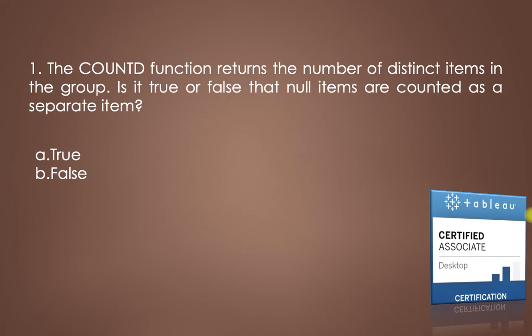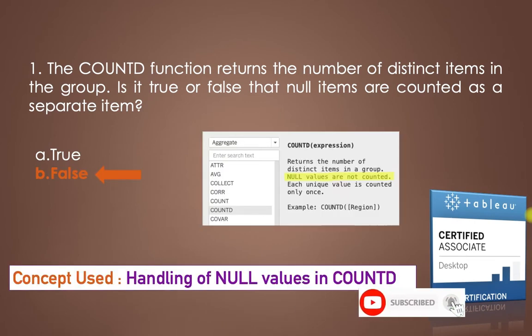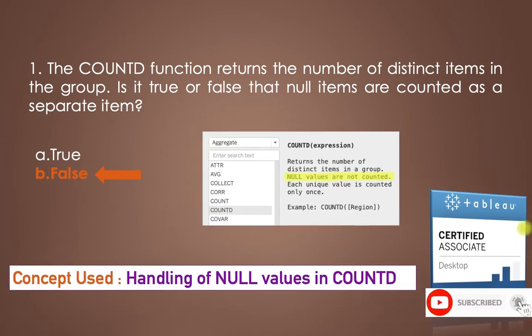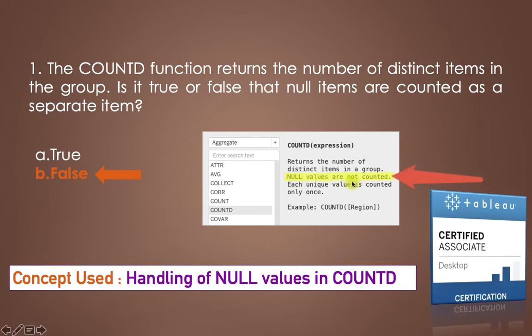The first question is, the count distinct function returns the number of distinct items in the group. So that is correct. They are asking, is it true or false that null items are counted as a separate item? If you look at the definition of count distinct in Tableau, it clearly says that null values are not counted. Each unique value is counted only once. So the answer to this question is false. And we covered the concept of handling of null values in the count distinct function.